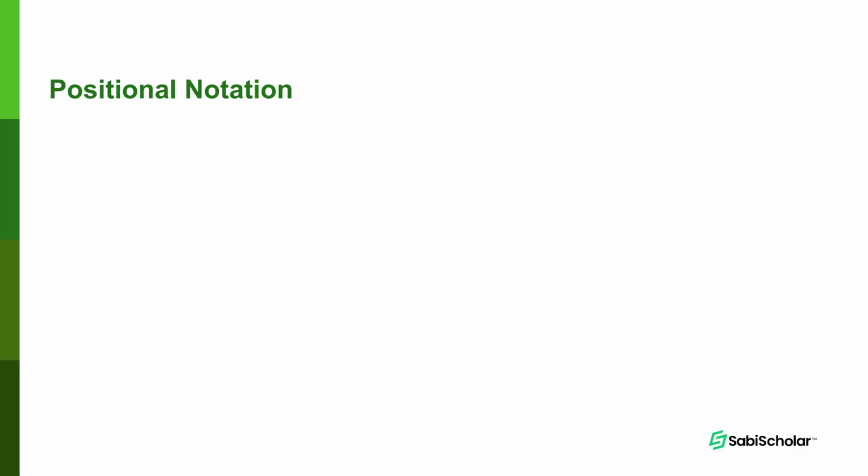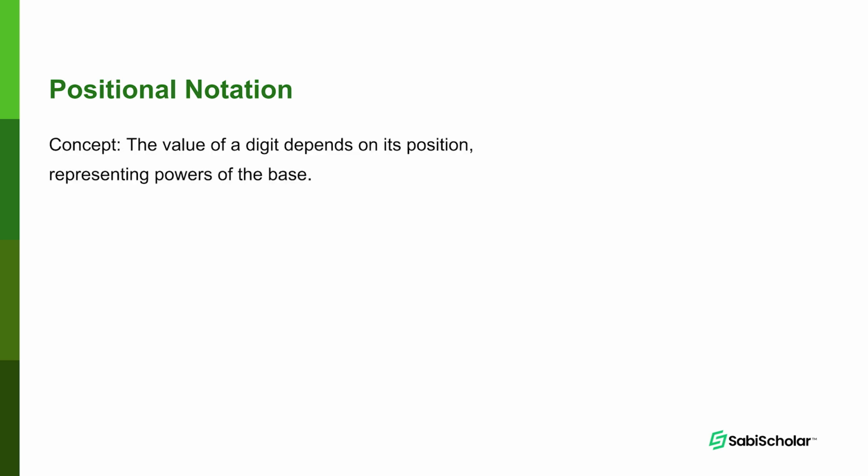We now discuss the concept of positional notation in number base. Positional notation is a concept that describes that the value of a digit depends on its position and it represents a power of the base. That is, in number base, the value of each digit depends on its position and it represents the power of the base.